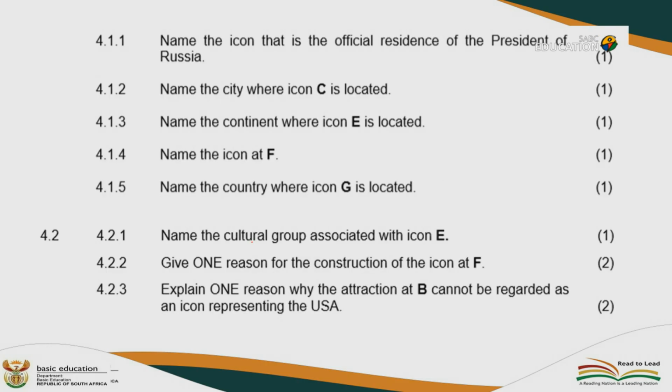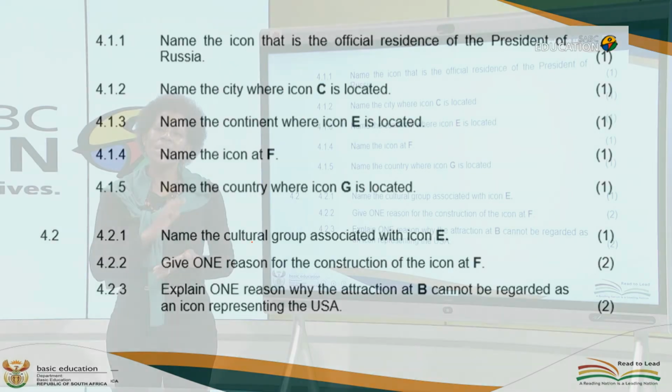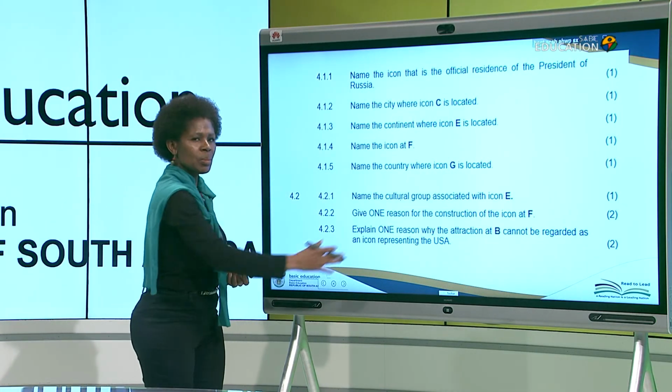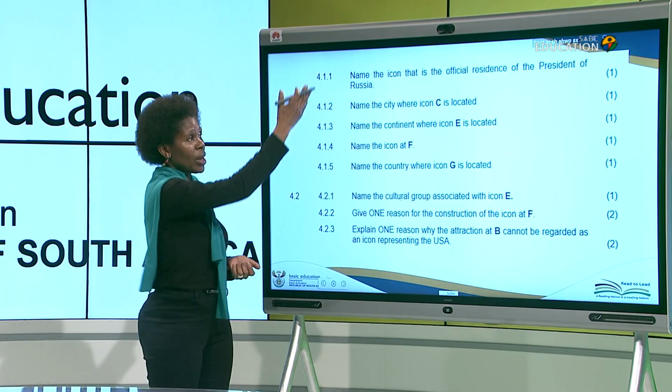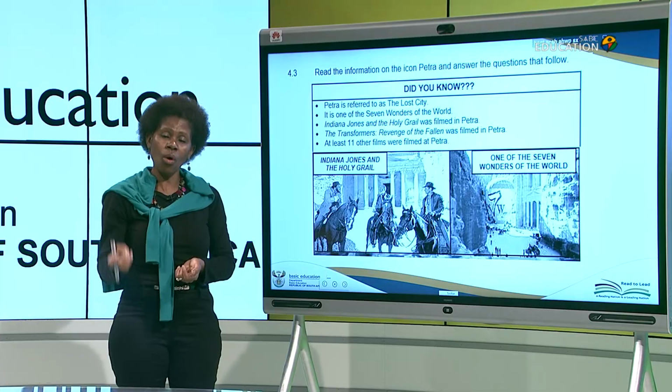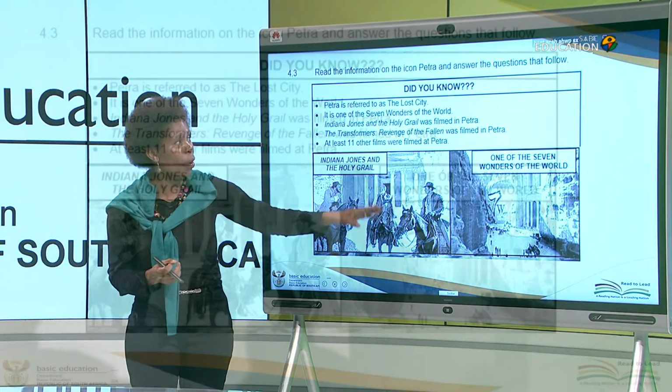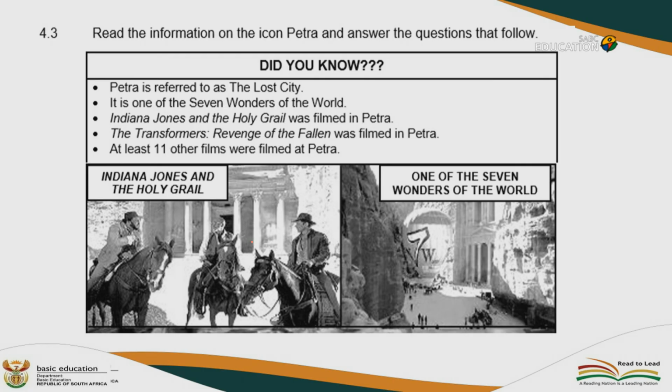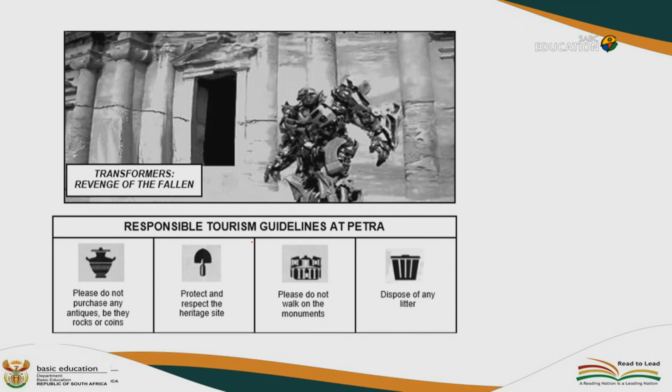These are the questions, but please, grade 12, with tourism, with questions, with topics, please do not sleep on your question papers, because every question, every topic can be questioned in any form. So do not sleep on this, because another question paper cannot have the very same type of question. As long as you know all your icons, you will be able to answer everything that you see. Just check. Petra is referred to as the lost city. You read the information that the question gives, then answer according to what you see.